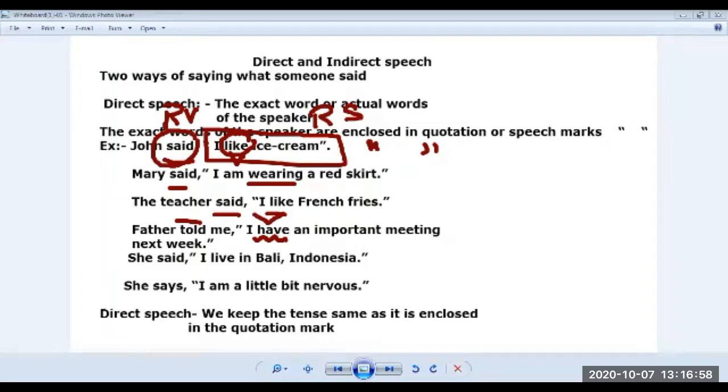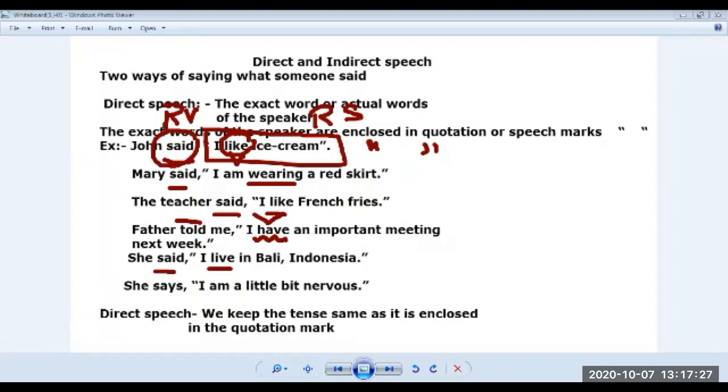Now, next sentence. She said, "I live in Bali, Indonesia." Now, the reported verb is said. And where is the verb in the sentence? In the sentence, live. Yes, very good. So in the sentence, you will see live is the verb. It's a verb that has been used.